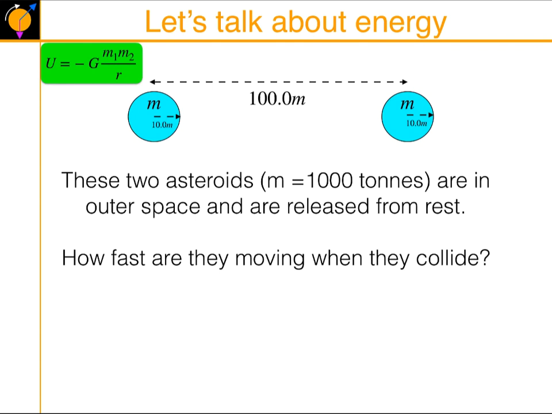So here's an example. Two asteroids, and each one is 1,000 tons. Why not? They're in outer space, and they are released from rest. So we're going to ask two questions here.